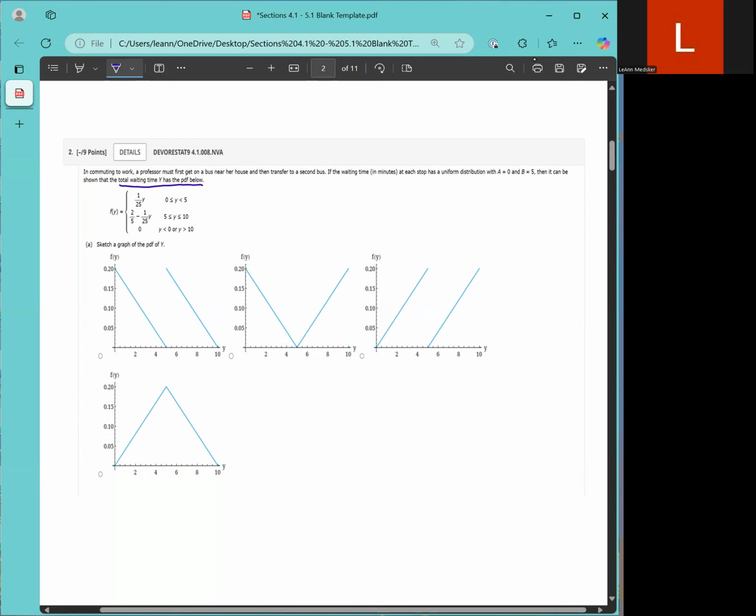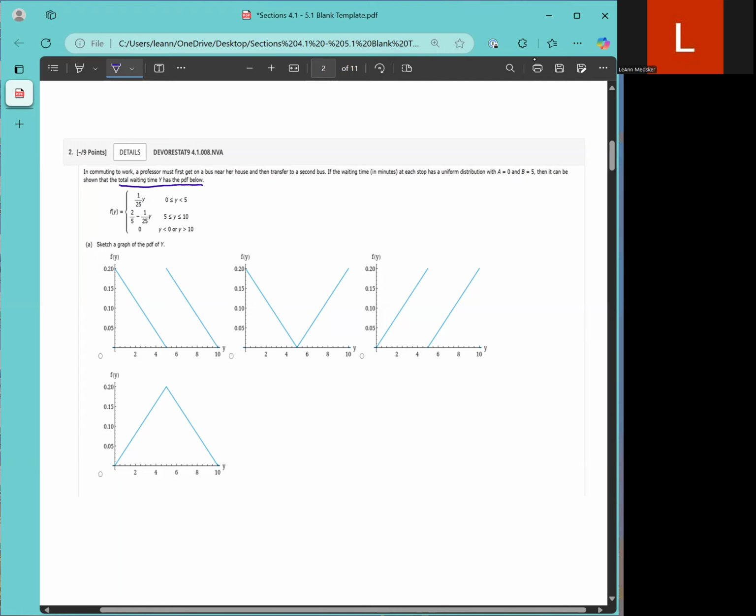So we've got this PDF right here. We've got it broken down into pieces. We have 1/25 y if you're including 0 up to 5, but not including 5. 2/5 minus 1/25 y for between 5 and 10, both included in points. And then 0 if y is less than 0 or greater than 10.